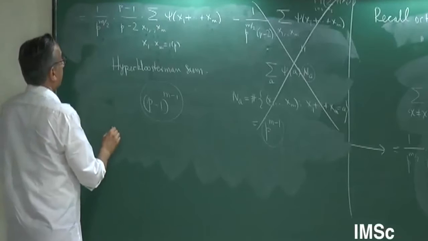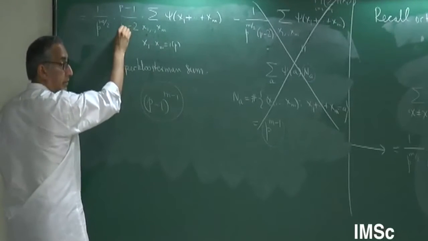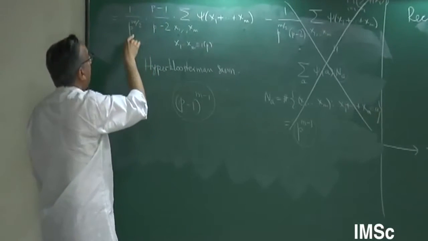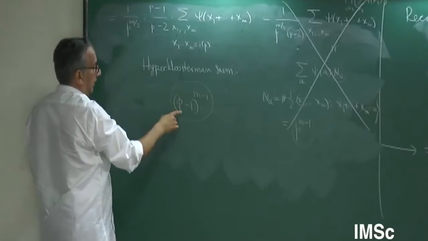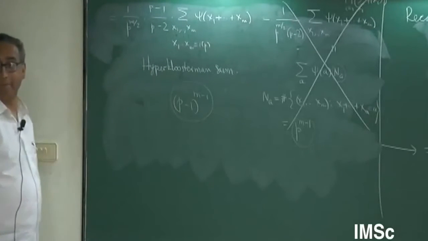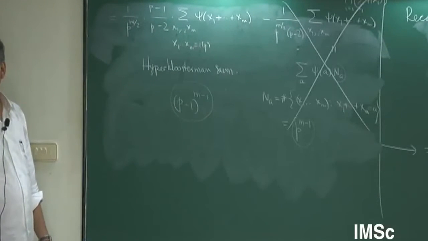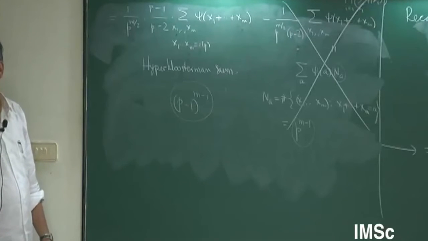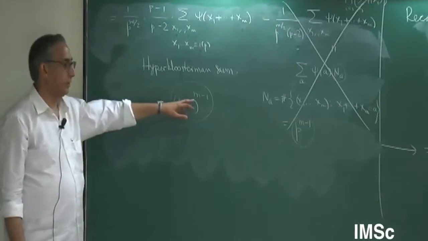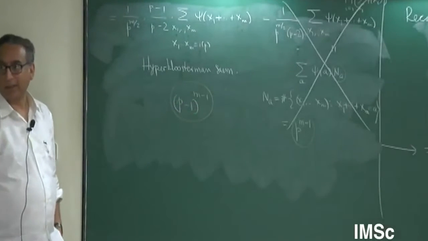Just notice that (p minus 1) over (p minus 2) is practically 1. I have a p to the m over 2 here, and so this is no good. Absolutely no good. In order to win, I've got to get the numerator almost like a square root.